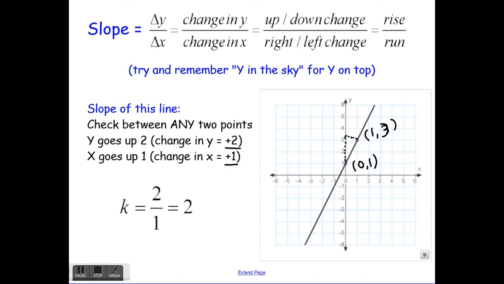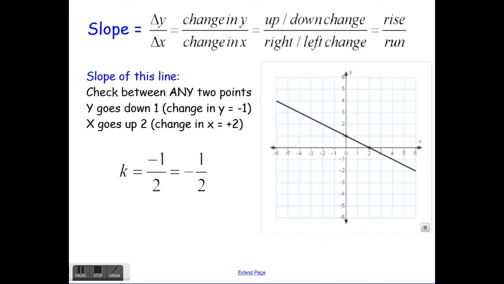To use these words here, the change in y is 2, and the change in x is 1. So I put y over x. So my slope for that line would be 2 over 1, which equals 2. Make sense? Haven't lost any of you? Good.